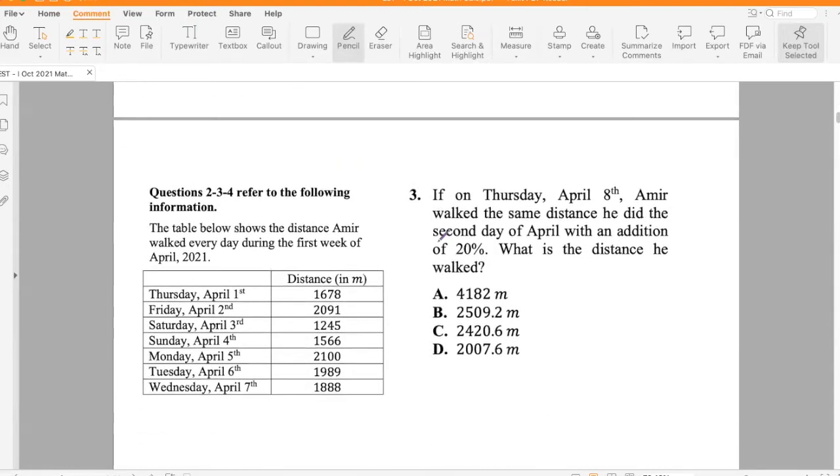If on Thursday, April 8th, Amir walked the same distance he did the second day of April with an addition of 20%, what is the distance he walked? So on the second day, he walked 2091. So on April 8, he would walk 2091 times 1.2 because it's an addition of 20%. So let's plug that in. 2091 times 1.2, which is 2509.2, option B.